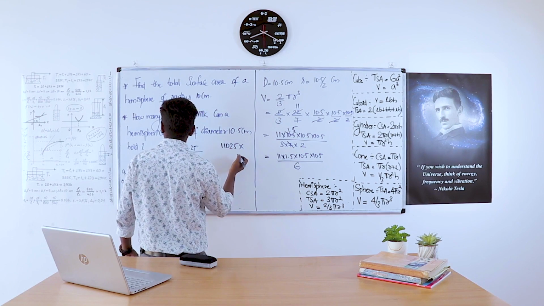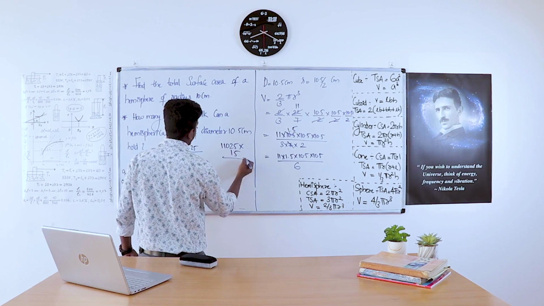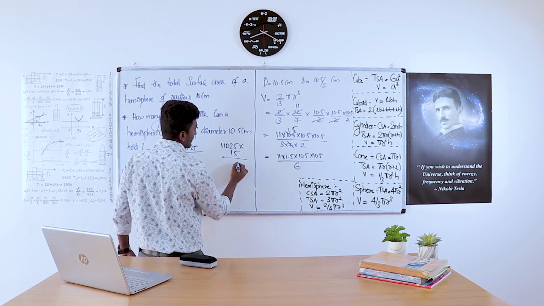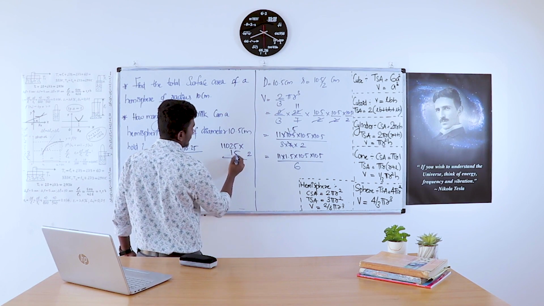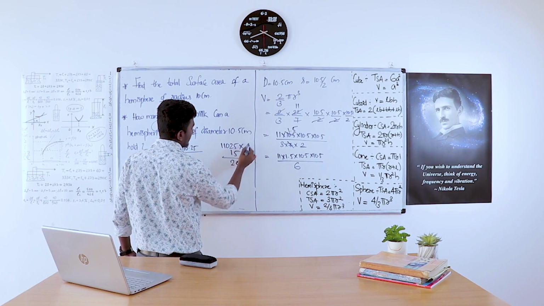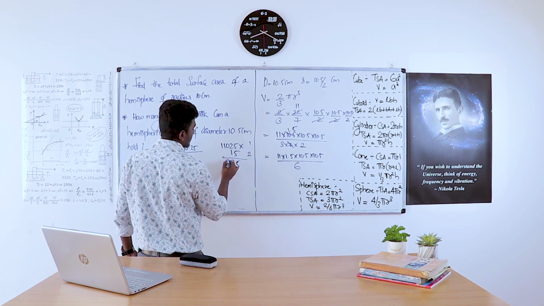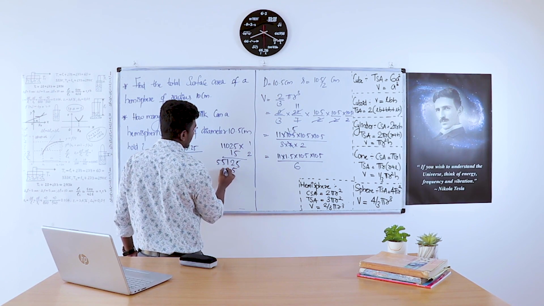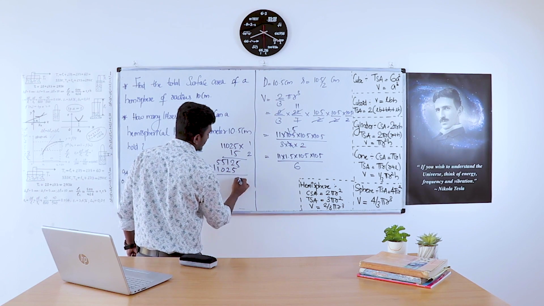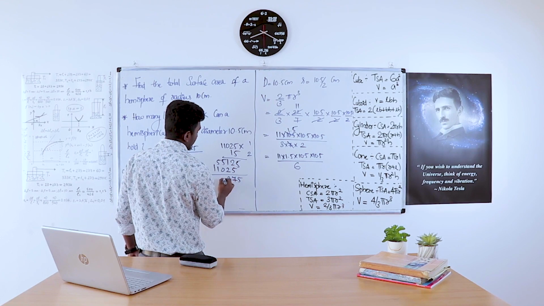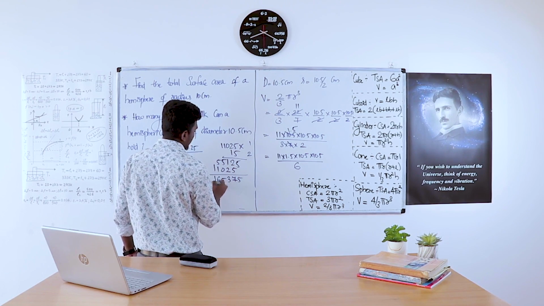11025 into 15. 5 into 5, 25, remainder 2. 5 into 2, 10, 10 plus 2, 12, remainder 1. 5 into 0, 0, 0 plus 1, 1. 5 into 1, 5. 5 into 1, 5. 1 into 5, 5. 1 into 2, 2. 1 into 0, 0. 1 into 1, 1. 1 into 1, 1. 5, 5 plus 2, 7, 2 plus 1, 3, 5, 5 plus 1, 6, 1.